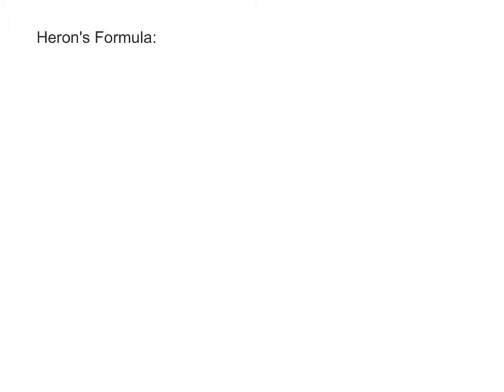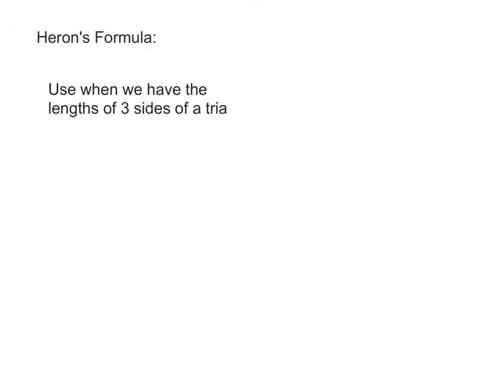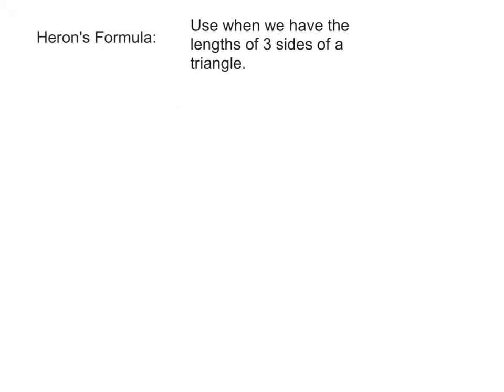So we use this when we have the lengths of the 3 sides of a triangle. So that's when we're going to do this, okay? So we're using it when we have the 3 lengths of the sides of our triangle. So Heron's formula is this.